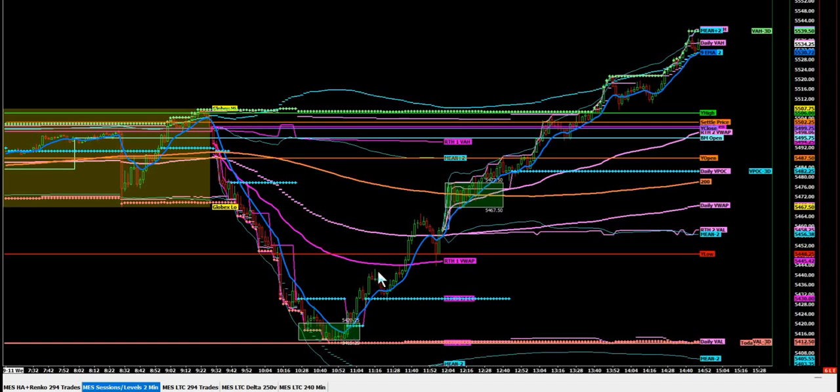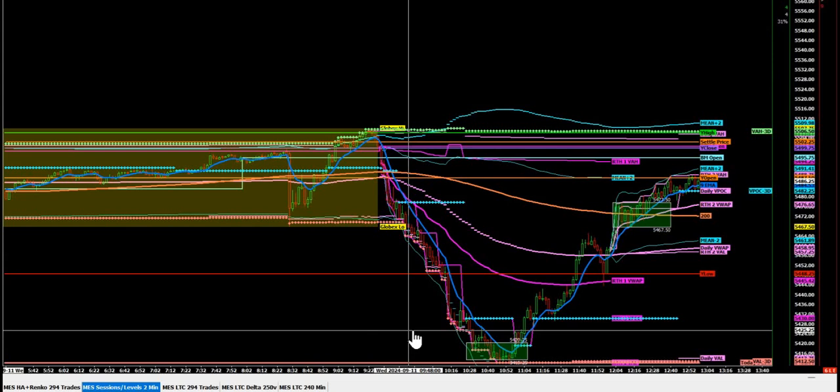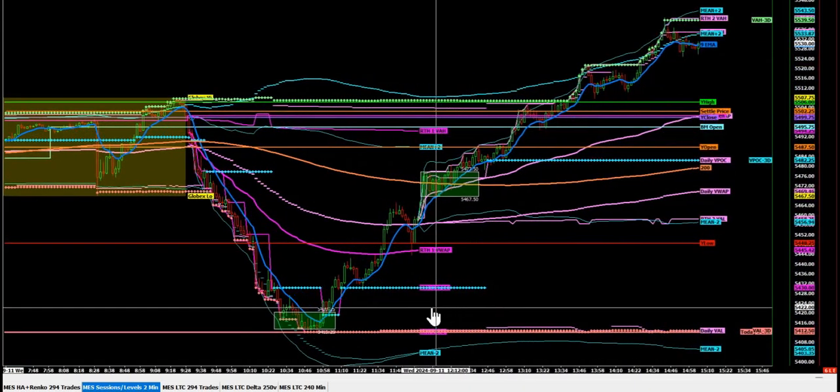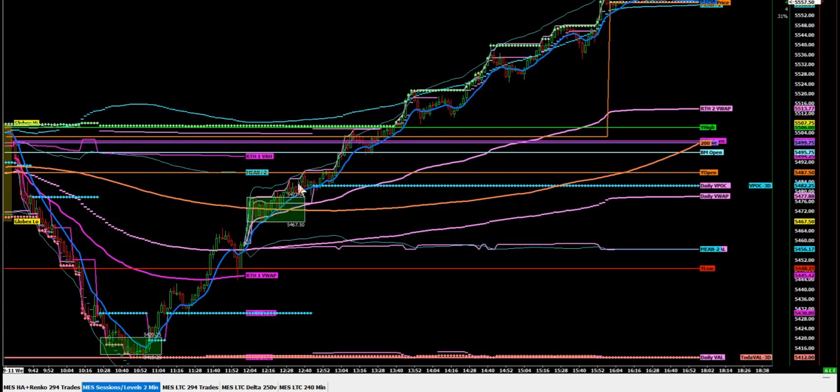Boom, grab that long, get out of your shorts, get into your longs. Okay, and there it goes. Boom, boom, boom. 9 EMA followed you down, 9 EMA followed you up. Okay, RTH VWAP followed you down right there. VWAP and VPOC followed you down and then followed you right back up.